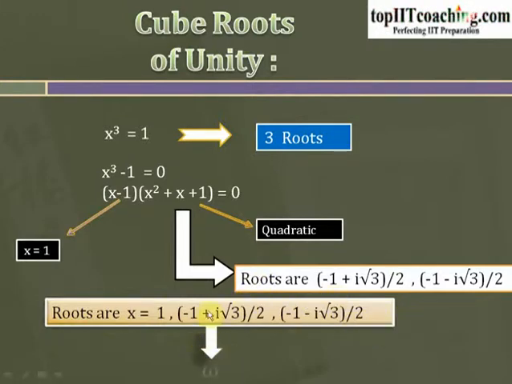Now if we say that this root is equal to omega, then this root would actually be omega square. That is, if you square this root, you'll get omega square. That is, we can say that the cube roots of unity are 1, omega and omega square, where omega has a value equal to minus 1 plus iota root 3 divided by 2 and omega square has a value minus 1 minus iota root 3 divided by 2. Thus these are the 3 roots of unity.